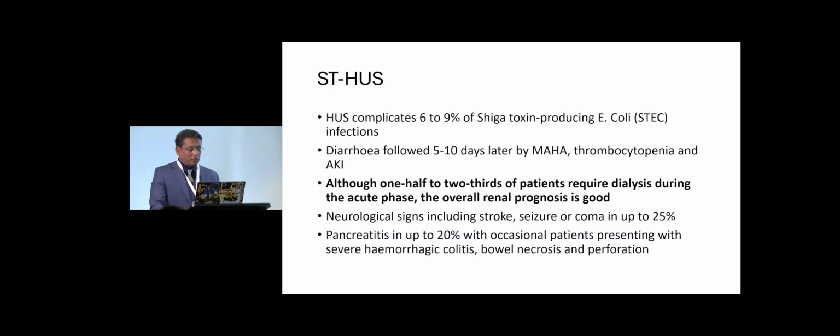6 to 9% of Shigella toxin producing E. coli is complicated. Classically, diarrhea followed 5 to 10 days later by MAHA thrombocytopenia. A lot of them will need dialysis, but the overall renal prognosis is quite good. Most of them will actually come out well. 25% of them can have neurologic signs. Remember TTP, it was about 60 to 70%. Pancreatitis and occasional GI issues.